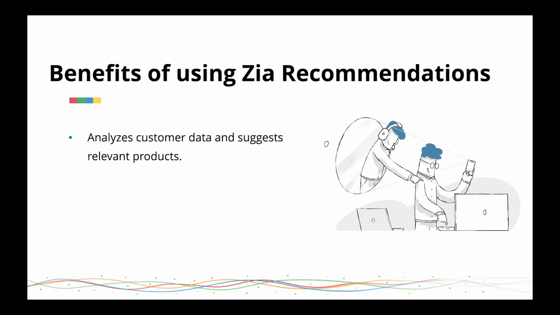Leverage Zia to get recommendations for pitching the right product for the right user at the right time. Zia analyzes the behavioral pattern of the entire customer base. The fastest way to grow your sales revenue would be to sell more to your existing customers. With Zia recommendation, leverage the power of deep learning to understand the buying pattern of your existing customers to suggest additional product to accompany their purchase.